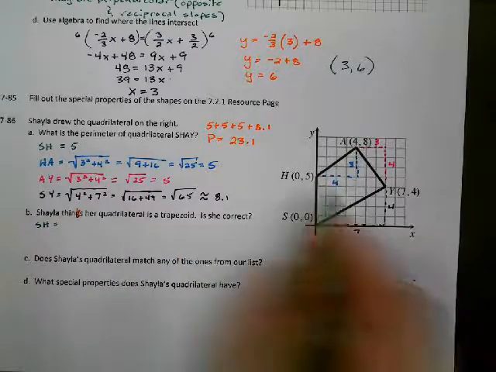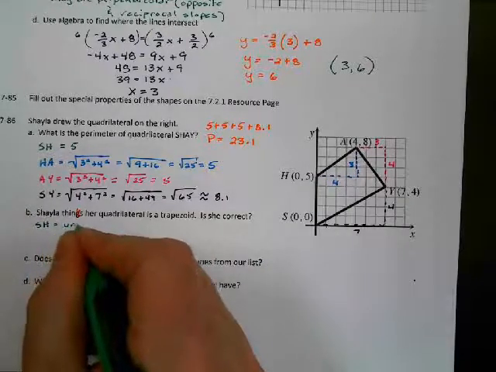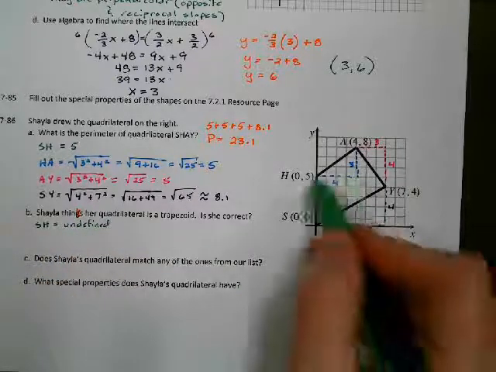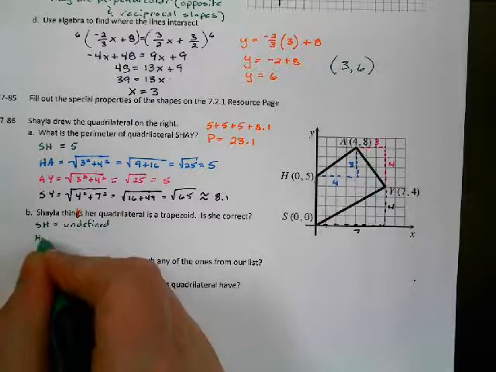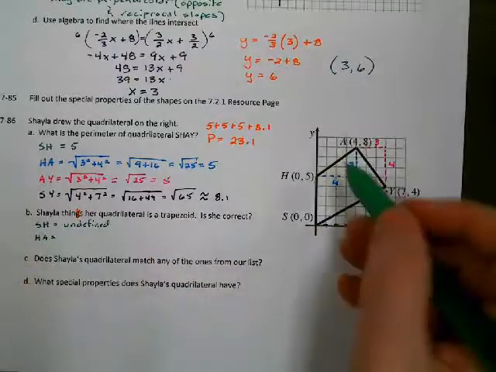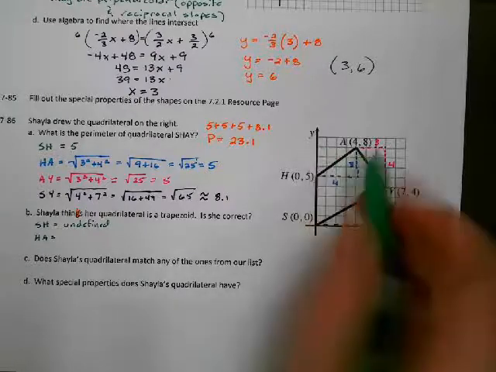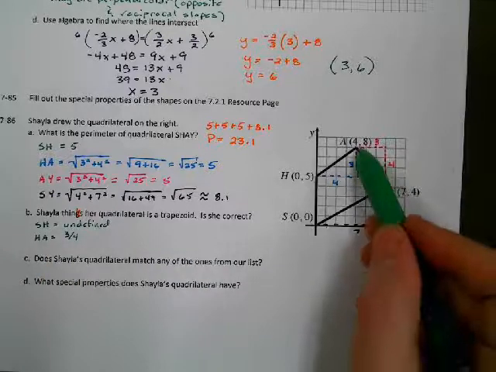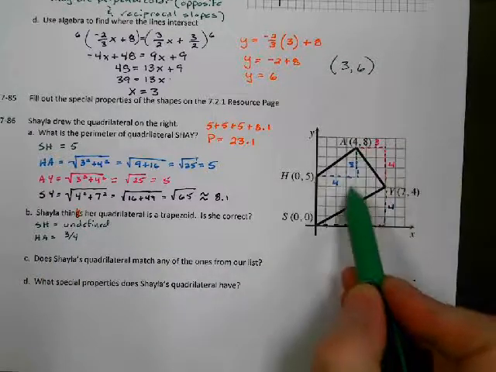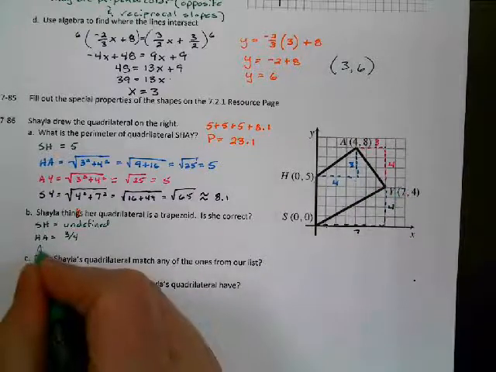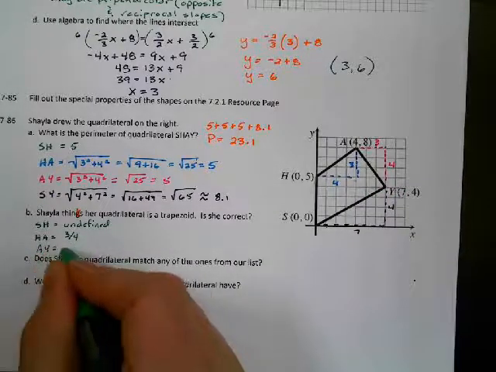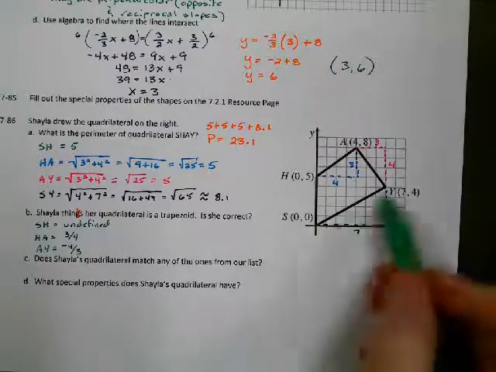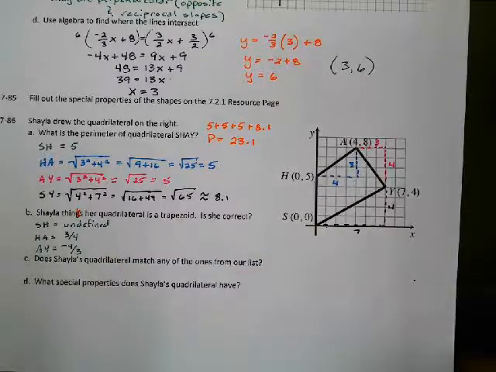Let's look at HA. That slope goes up 3 and over 4, so that's 3 over 4 for the slope. Let's look at the slope for AY. AY goes down 4 and over 3, so AY equals down 4 over 3. And the last one will be over here. This one goes up 4 and over 7. So SY goes up 4 over 7, so 4/7.